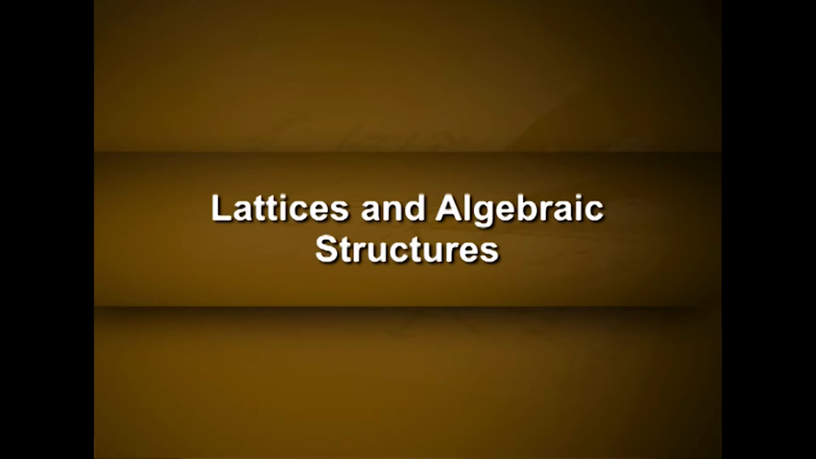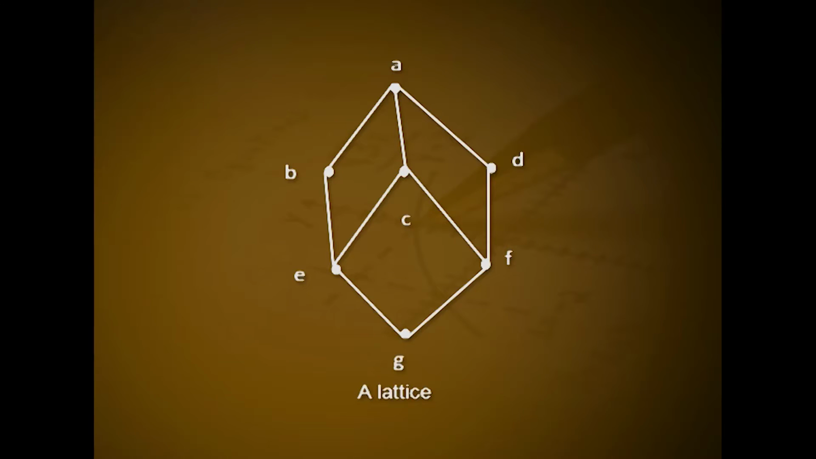Lattices and algebraic structures. A lattice is a poset (A, ≤) in which every subset {a, b} consisting of two elements has a least upper bound (LUB) and a greatest lower bound (GLB). Lattice structures often appear in computing and mathematical applications. For example, Figure 1 shows a lattice.